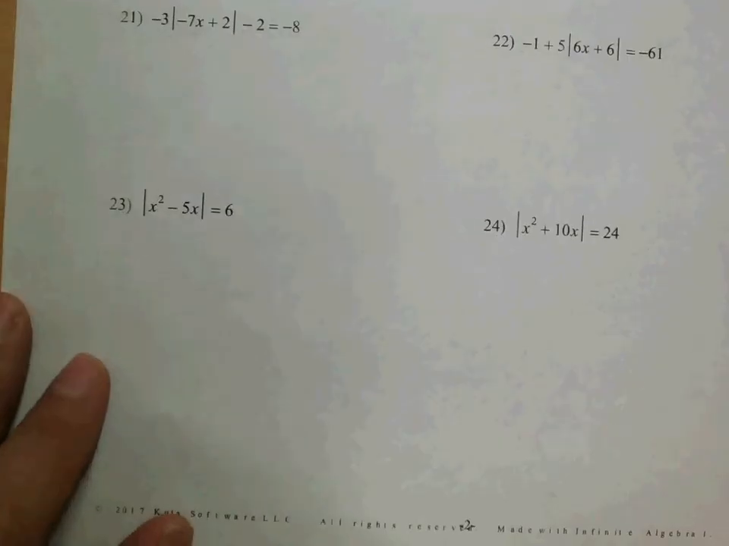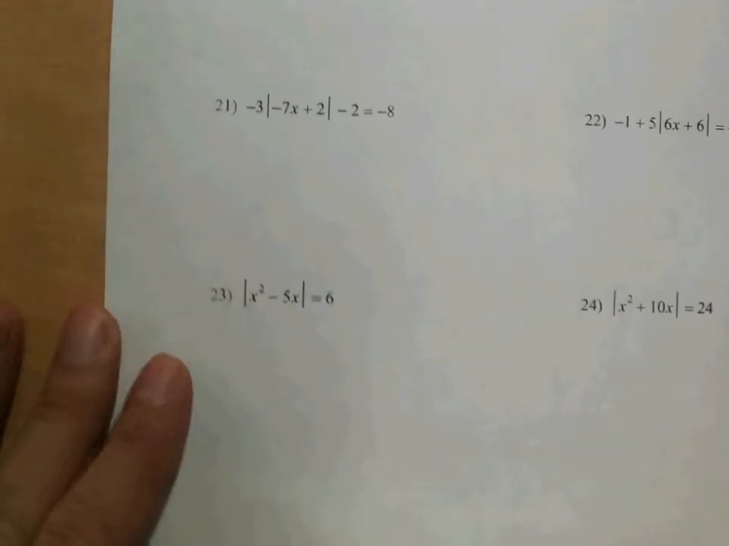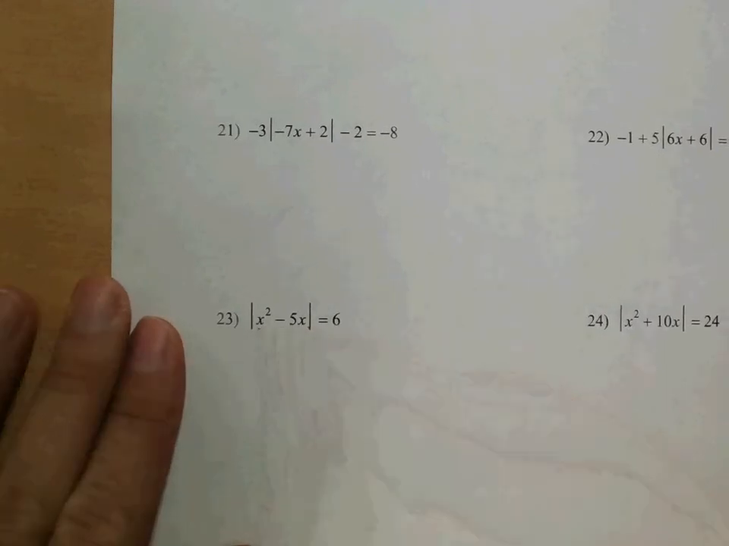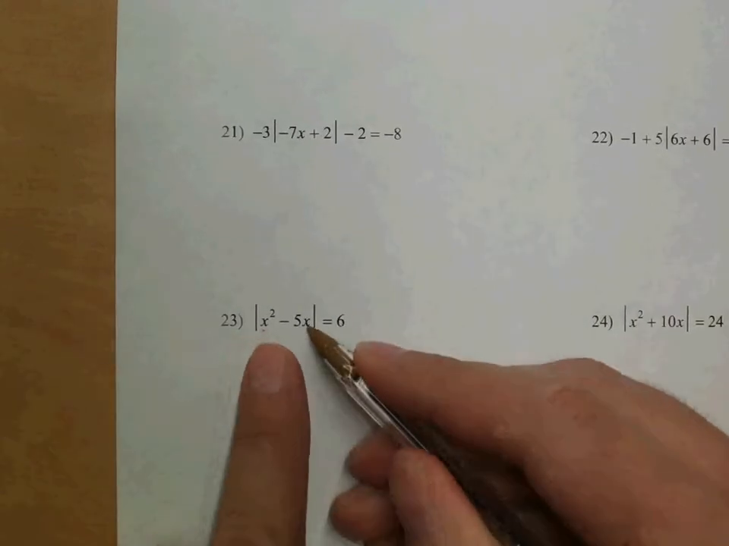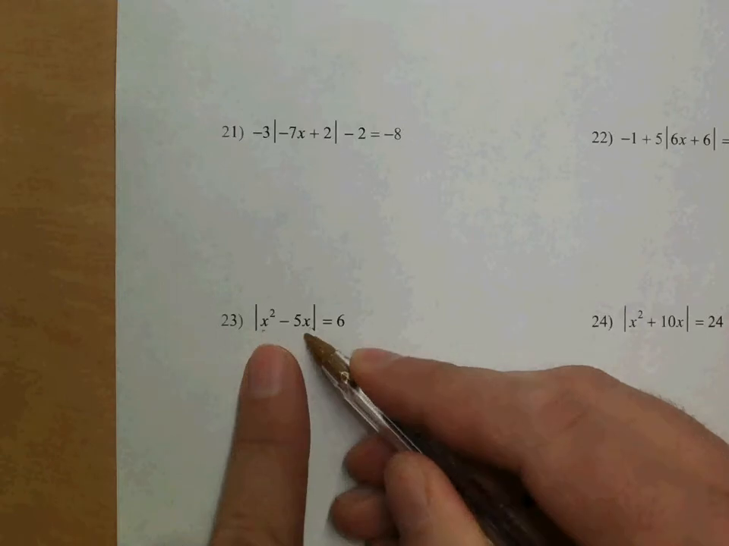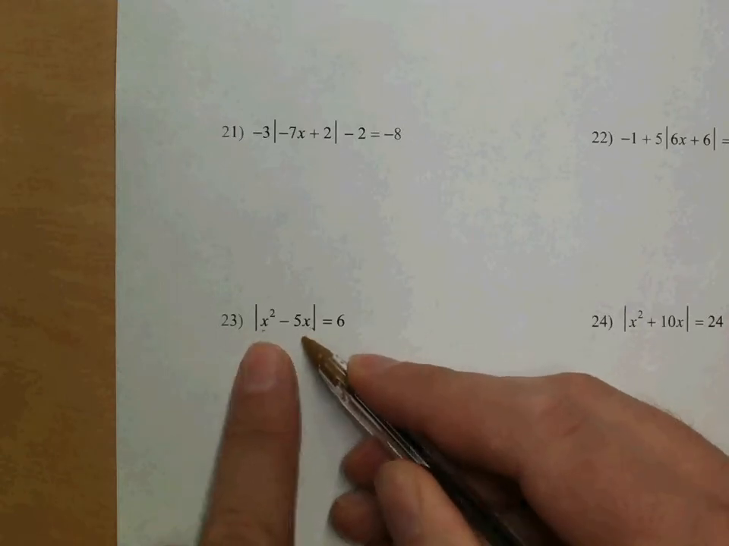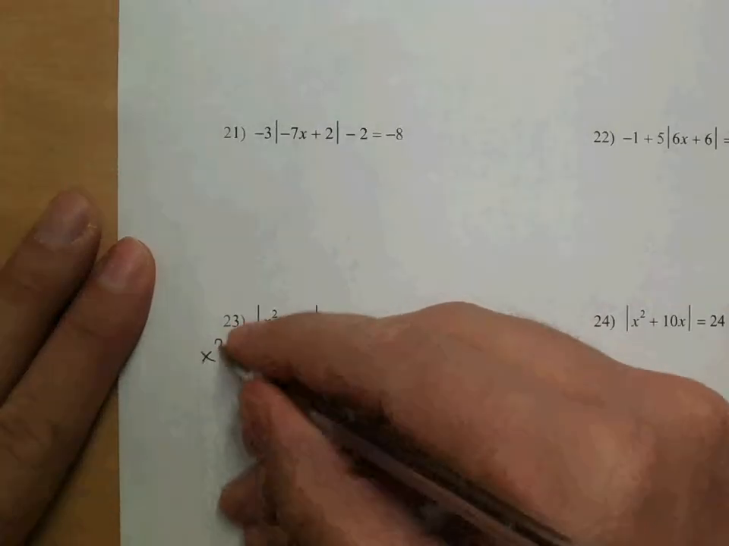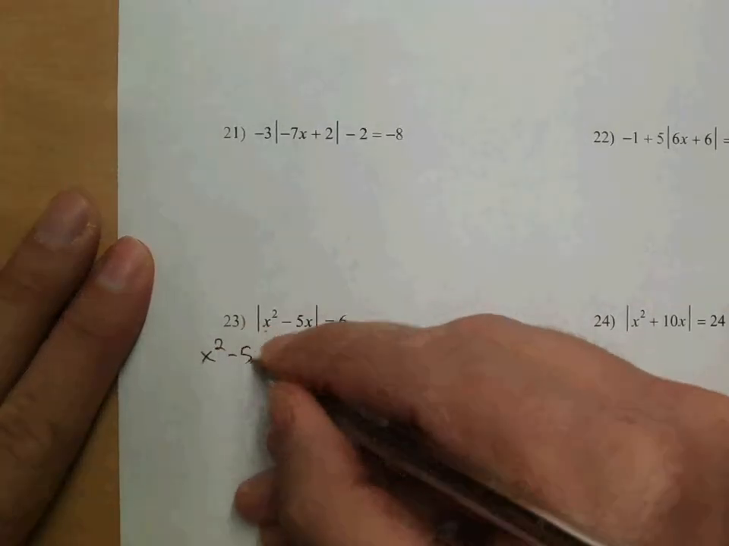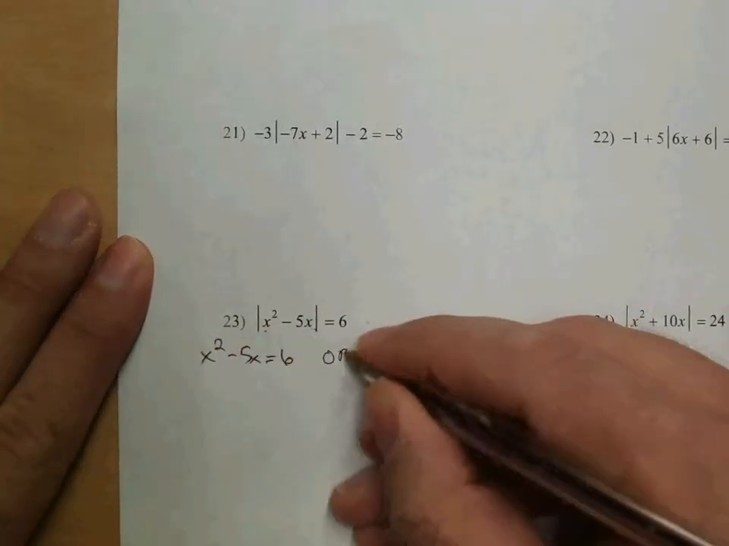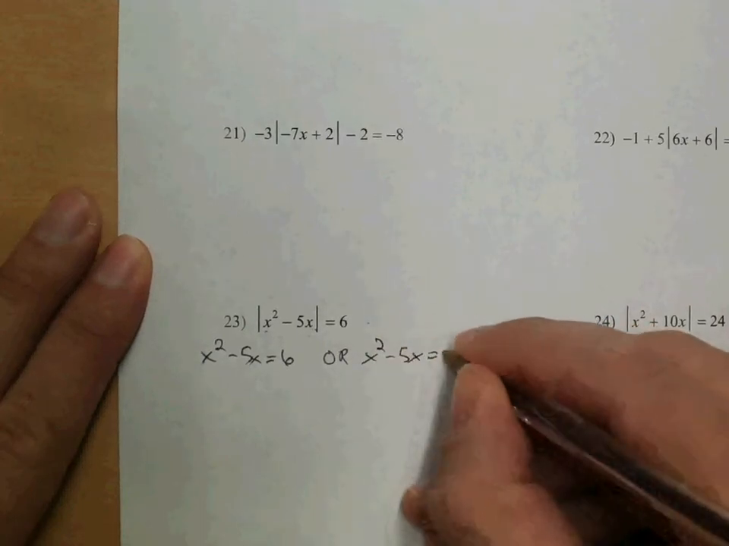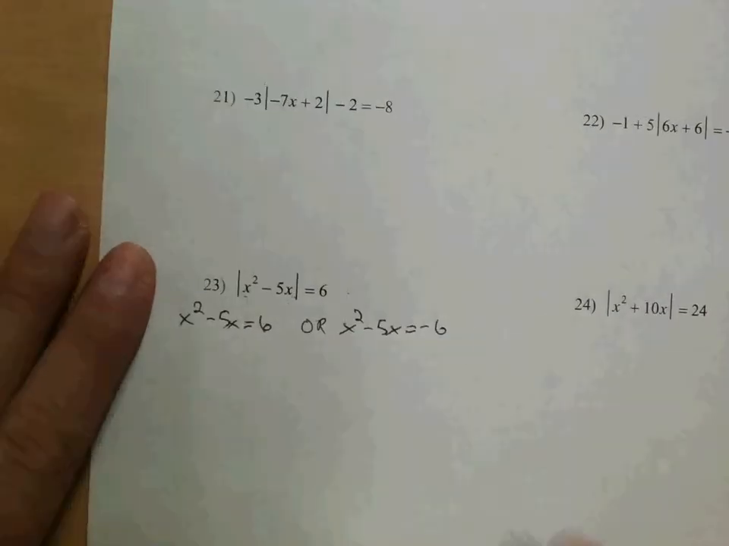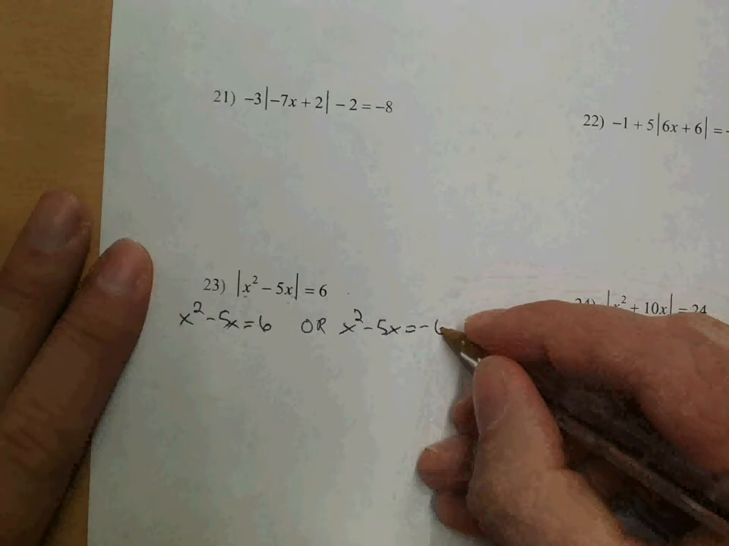Do one more with you. On the back, let's do x squared minus 5x equals 6. The absolute value is already isolated, which means we can say, hey, you know what? X squared minus 5x could equal 6, or x squared minus 5x could equal negative 6, because either way the absolute value will give you 6. So x squared minus 5x equals 6, or x squared minus 5x could give you negative 6. Either way the absolute value will turn it positive.